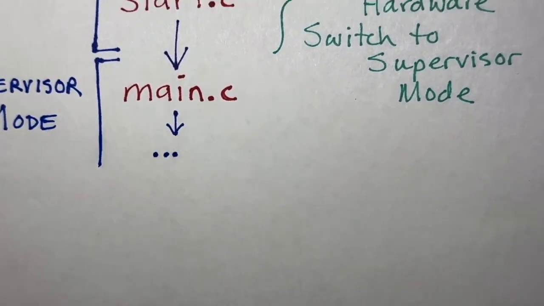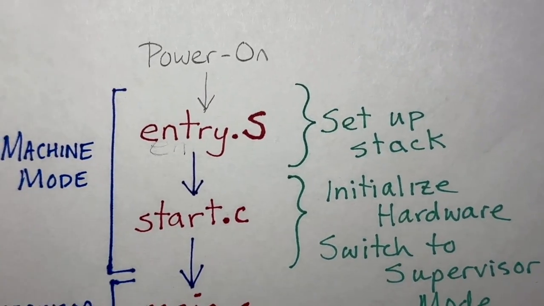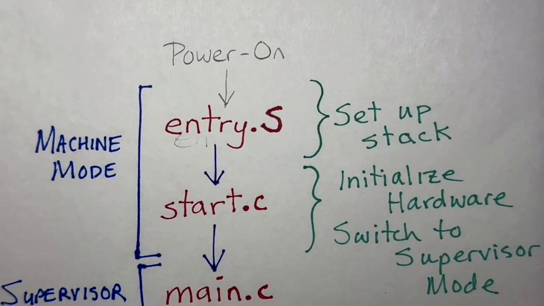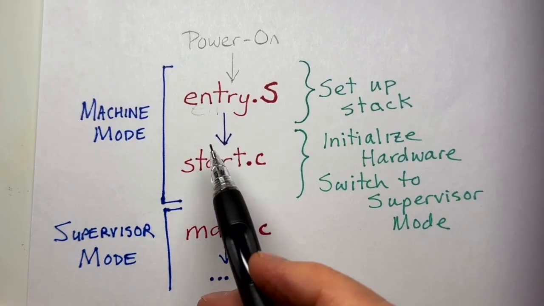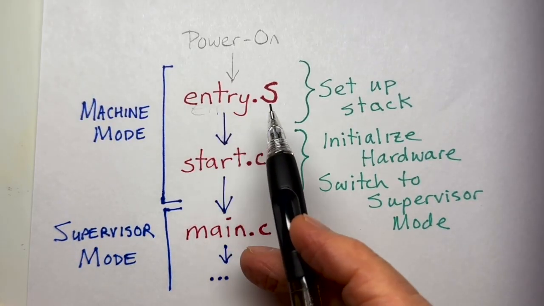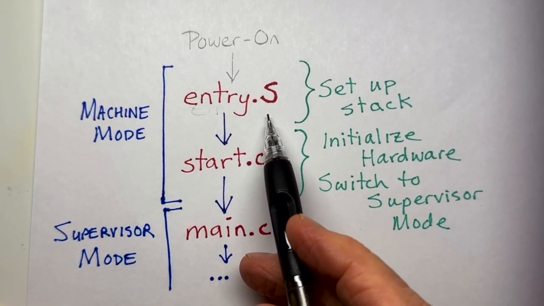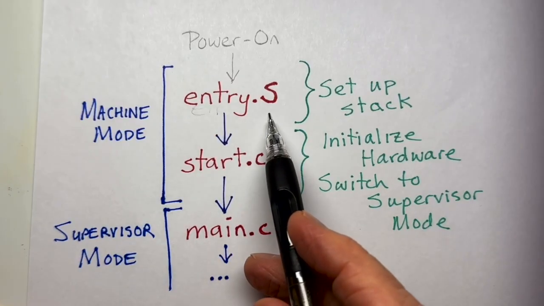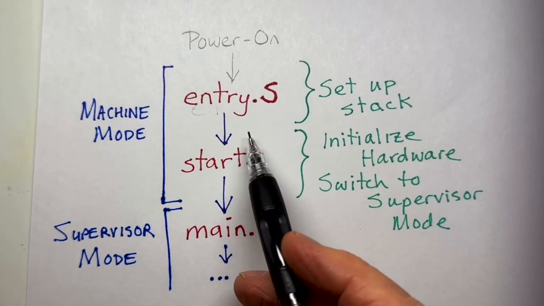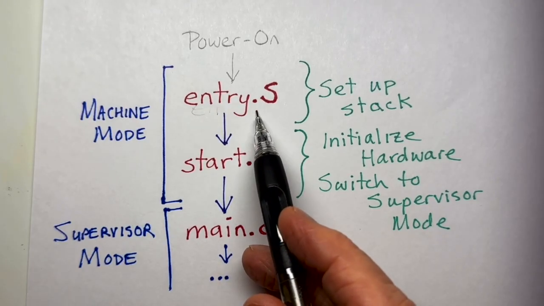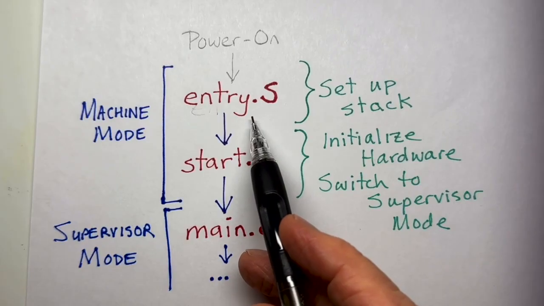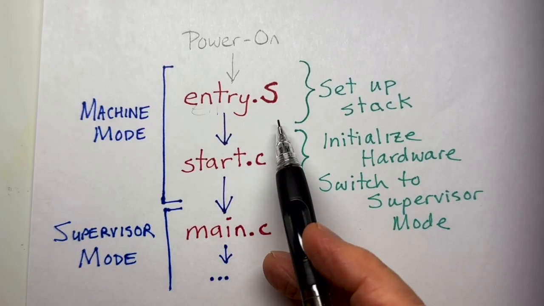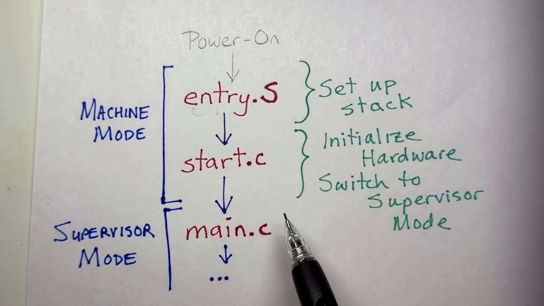Next, let's ask what happens after power on or hardware reset. Basically, QEMU just loads the executable file into memory and jumps to an address called the entry point. There's an assembly code file called entry.s, and it contains the entry point. The first instruction to be executed is in this entry.s file. Once the kernel begins execution, the code in entry gets things set up so we can execute C code.